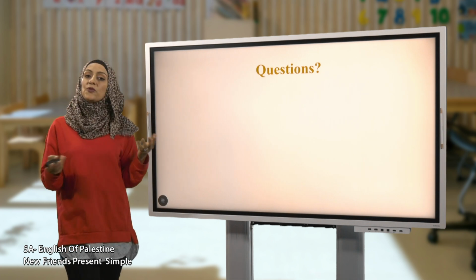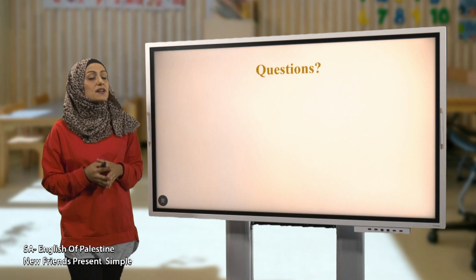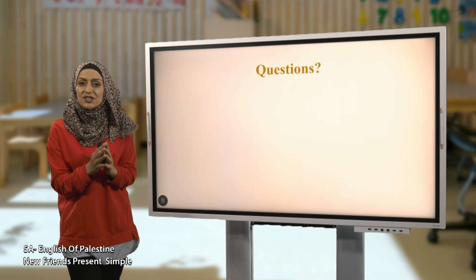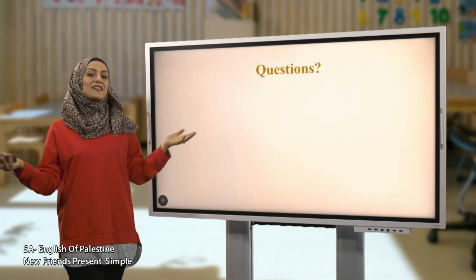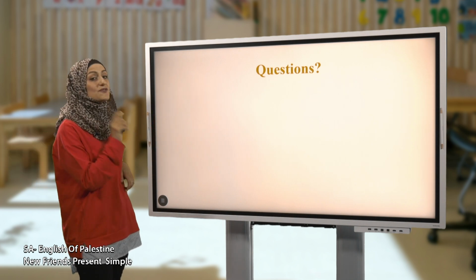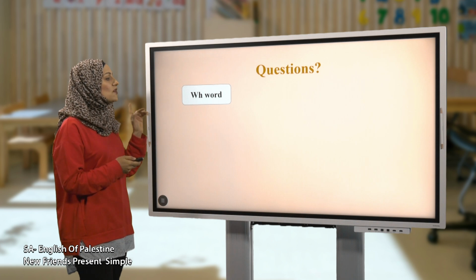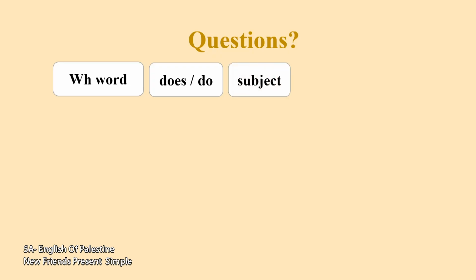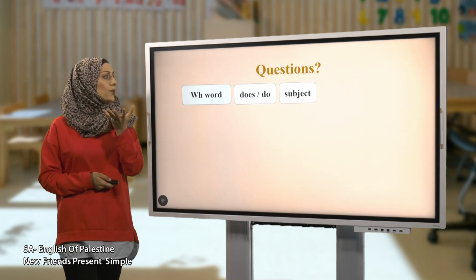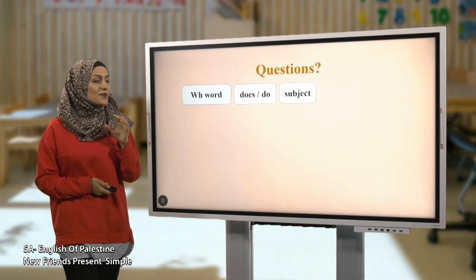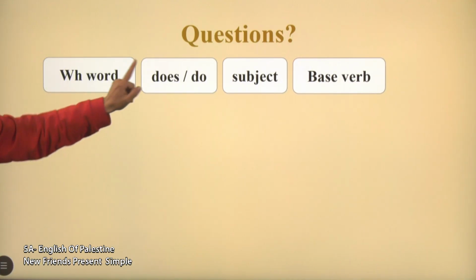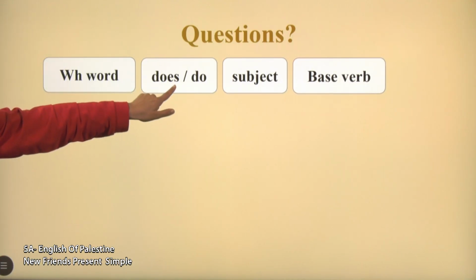Now, what about forming questions? Sometimes we need to ask questions. How do we ask questions in the present simple? Let's learn together. It's very easy. First of all, we need to use a WH word. For example, where, what, when. Then we use either does or do.